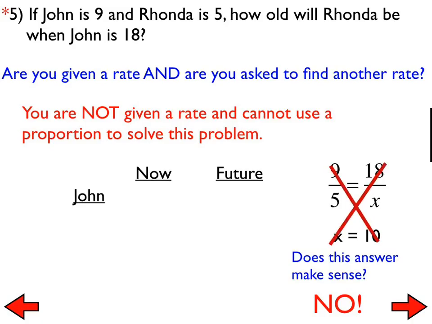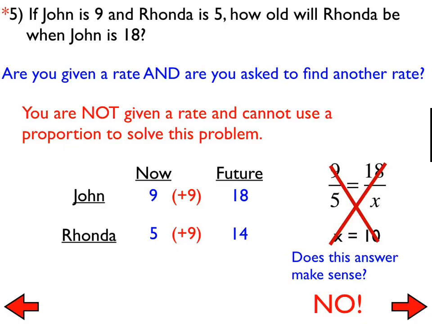You would have to solve it like this. John is currently 9 years old, and Rhonda is currently 5 years old. In the future, John is 18. That means 9 years later, he becomes 18, right? 9 years later, how old will Rhonda be? 14. So this answer of x equals 10 makes no sense. We cannot use a proportion to solve this because the first part's not a rate. It doesn't ask us to solve for a rate. It's more of a chronological problem.